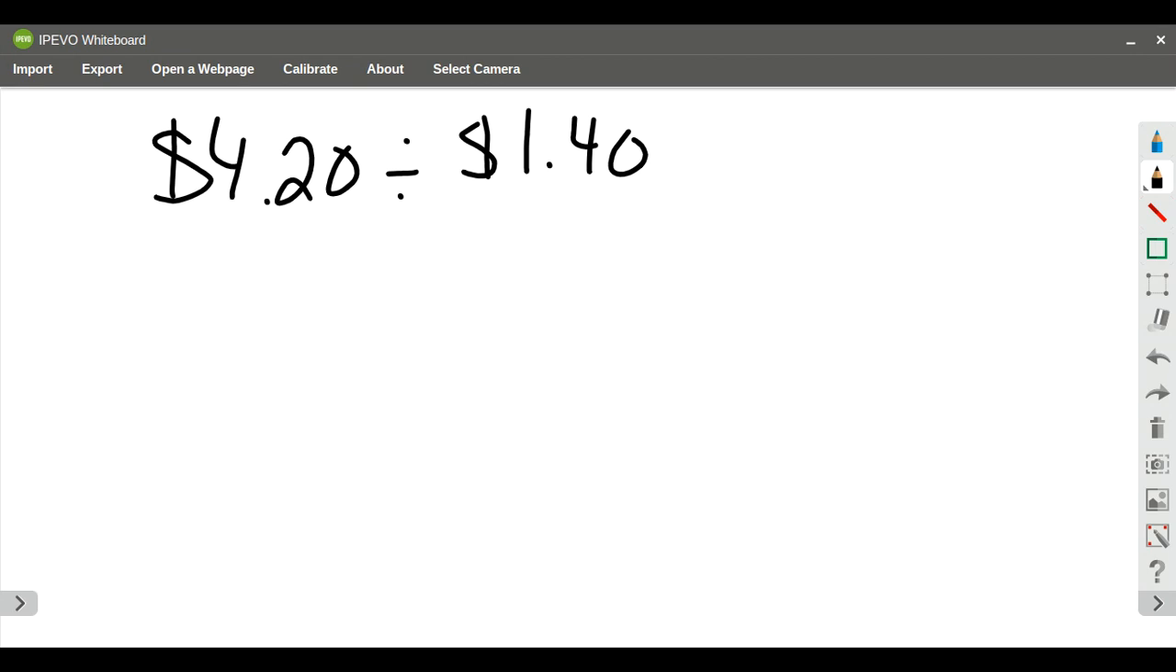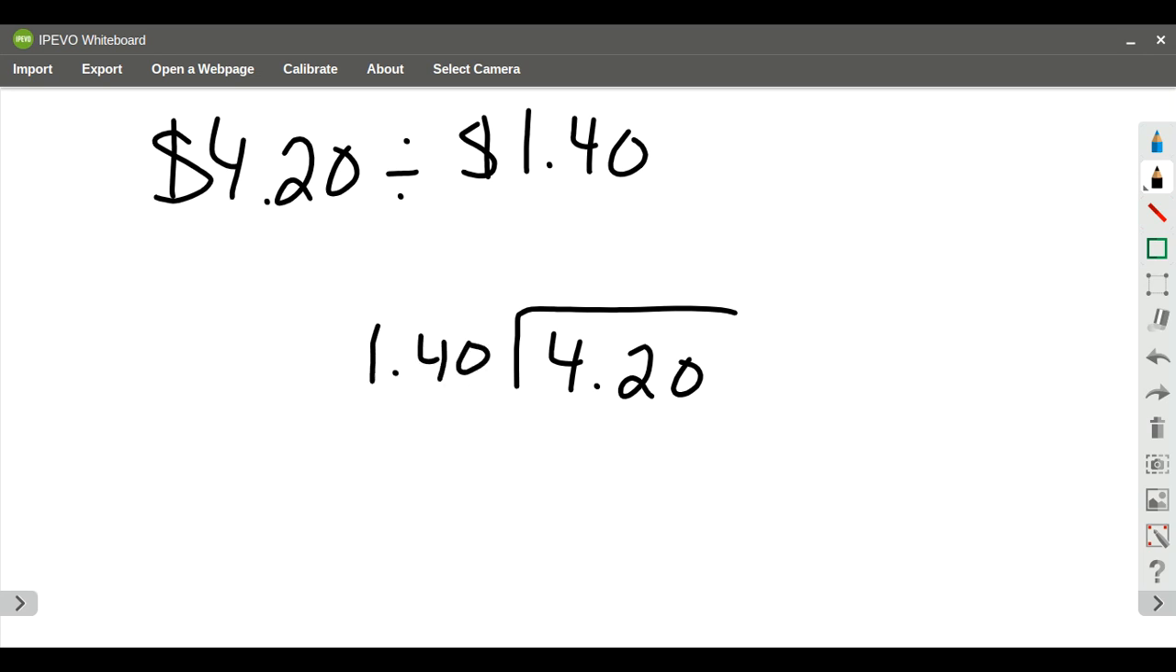So I'm going to go ahead and write my problem out into the box. $4.20 is going to go on the inside, and then $1.40 is going to go on the outside. Now, we talked about in fifth grade that when you divide a decimal by a decimal, what you need to do is get your divisor to be a whole number.